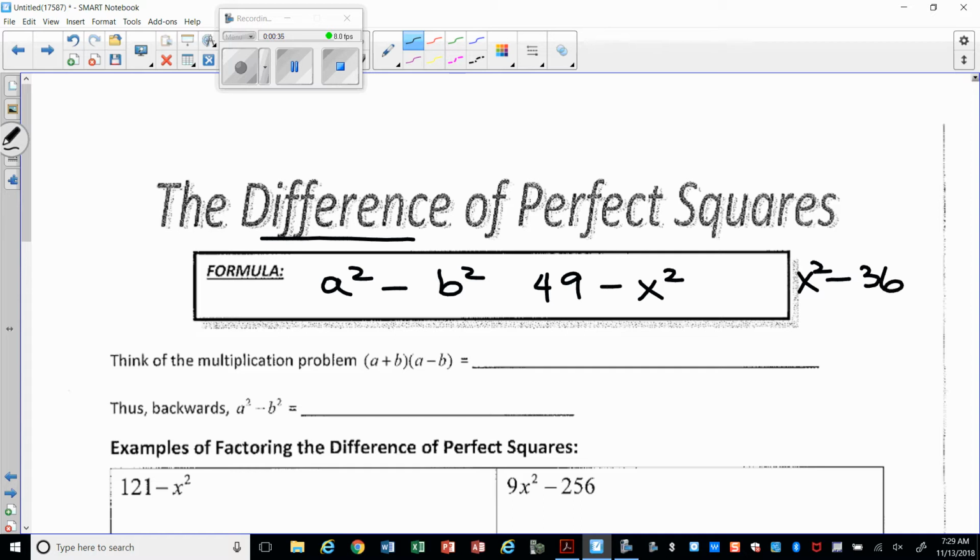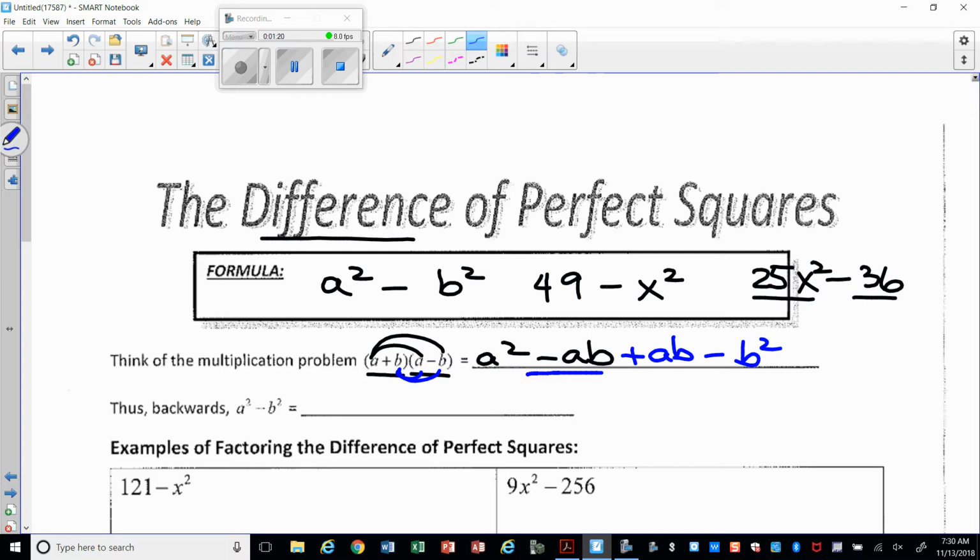All right, and I could have another square in front of this square. I could have 25x squared. That's a perfect square. So basically, if I'm taking this factor, a plus b times a minus b, remember if I were to FOIL that, that would be a times a is a squared, and a times negative b is negative ab, and then b times a is a positive ab, and then b times b would be negative b squared.